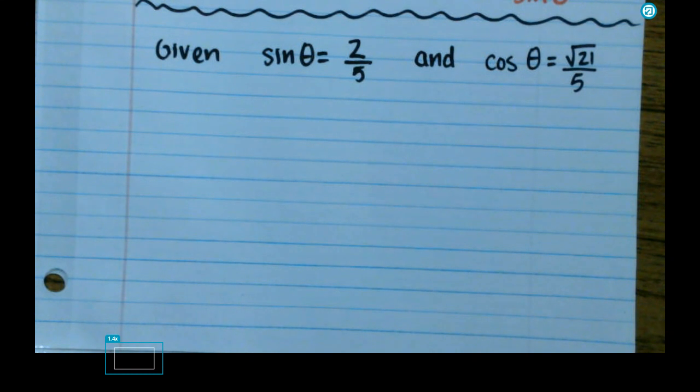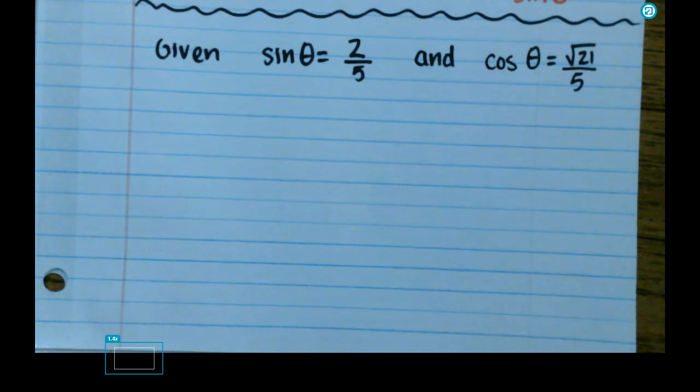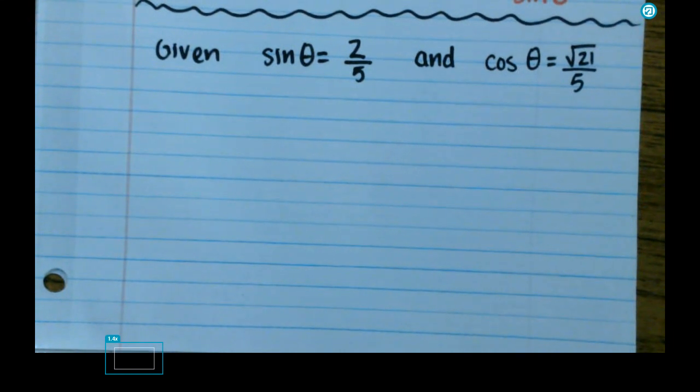We are then asked to find the other 4 trig functions. So we know sine and cosine. We want to find tangent, cotangent, secant, and cosecant. You won't necessarily always be given sine and cosine, but that's what we're given in this one. We want to find the other 4.